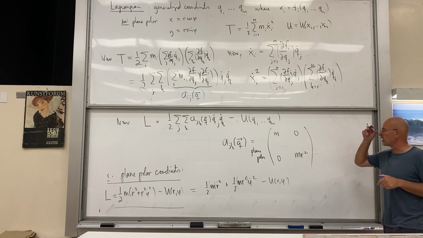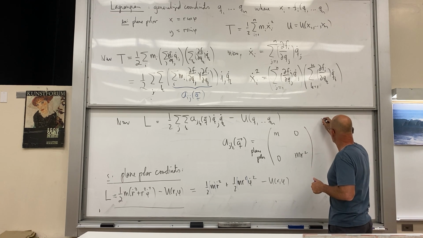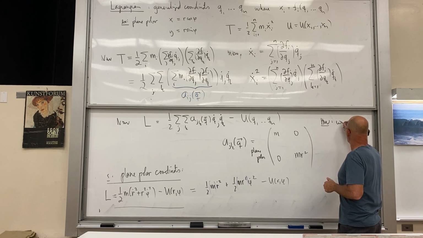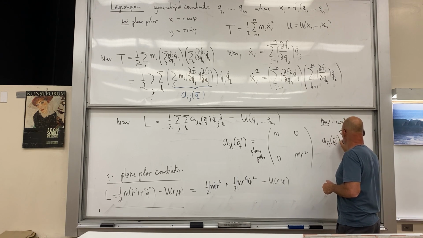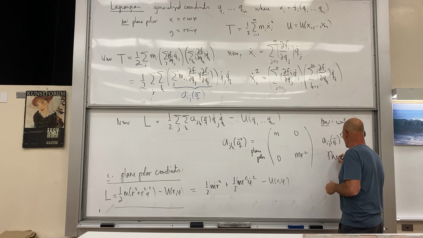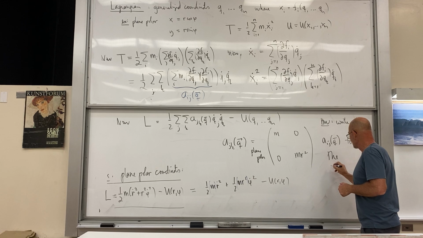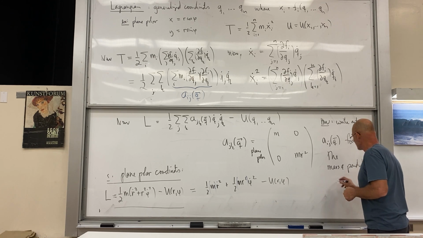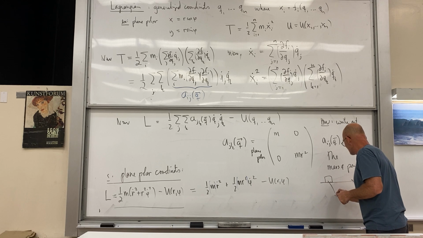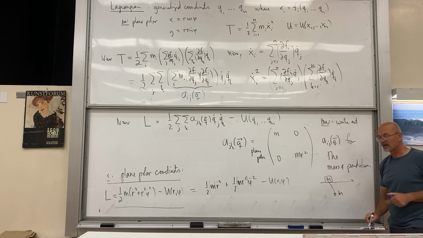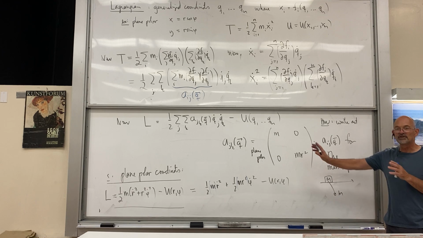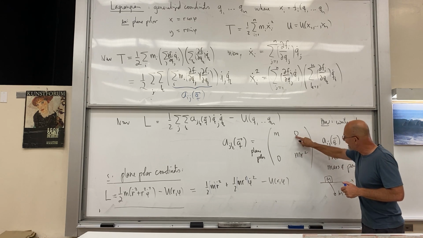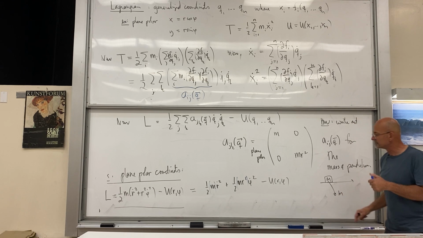See, so this gives us a great little homework problem from what I just erased here. Homework: write out a_ij of q for the mass and pendulum system. So the mass and pendulum was this guy, right? You want to write out that 2x2 matrix for that one. Notice it's going to have the off-diagonal terms as well.